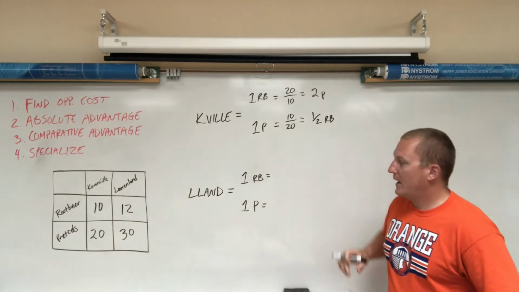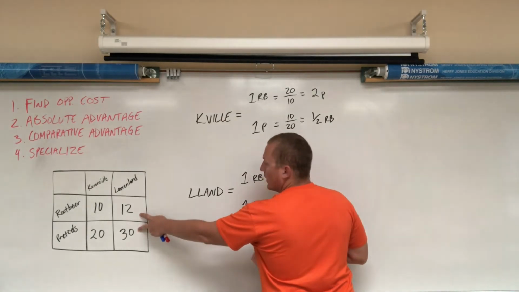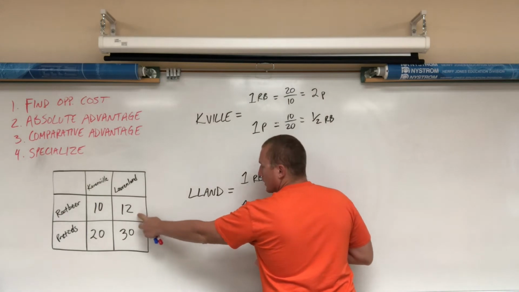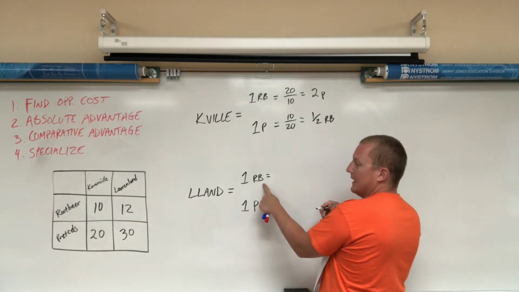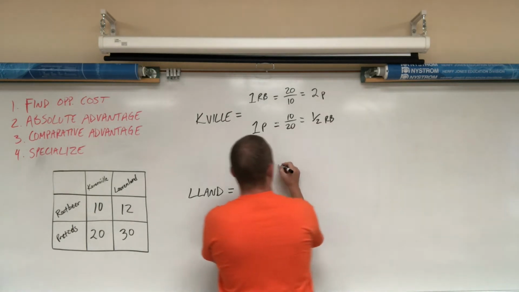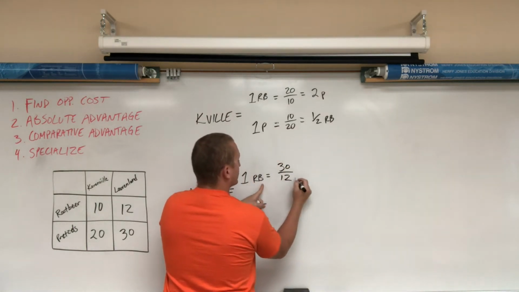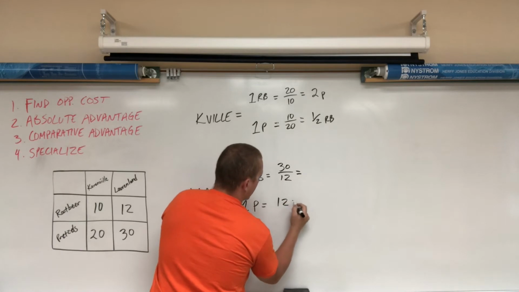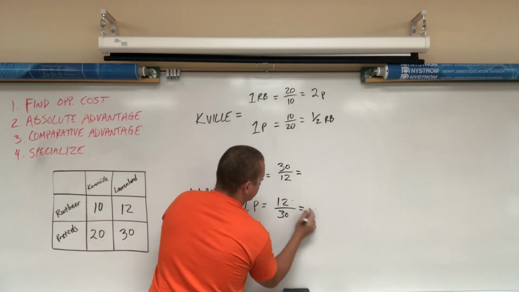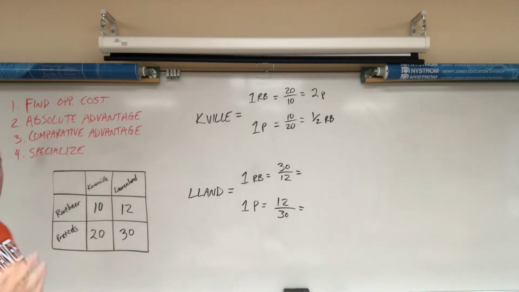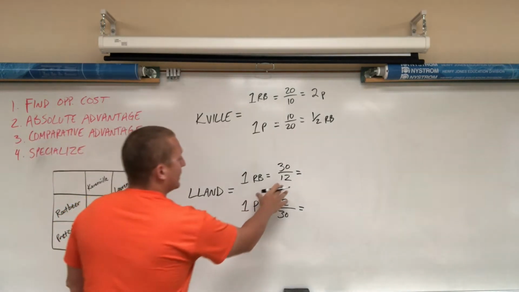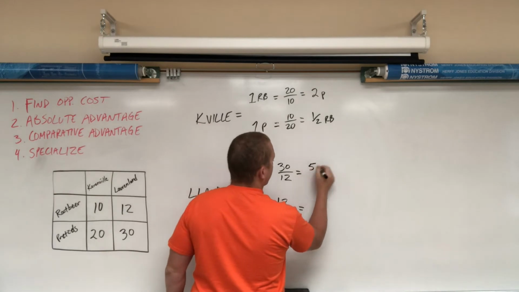Now we're going to do it for Laurenland. What do they do worse? Root beer. So we're going to go to root beer, we're going to point at it, and then the bigger number goes on top. So 30 over 12, and then 12 over 30. Okay? Okay, now we need to solve. If we look at this and we simplify it, we're going to get 5 halves.